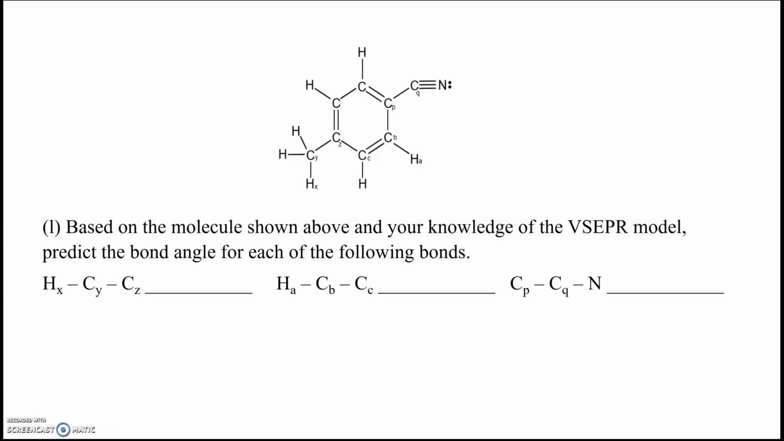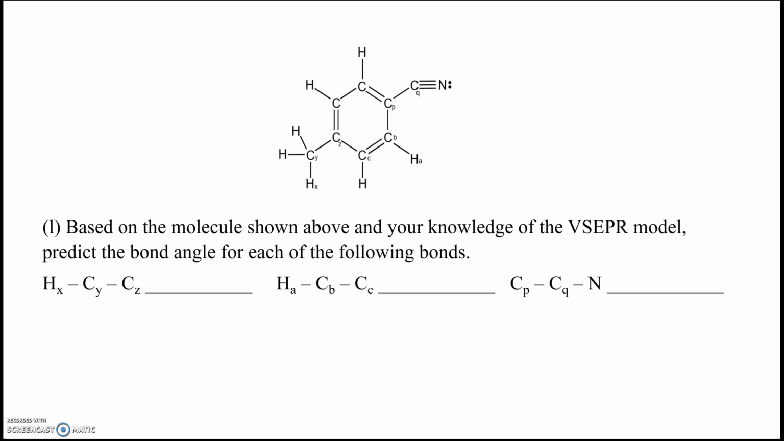All right, this is part 3 in our discussion about molecular geometry. We've got this rather complicated looking molecule here, and the question says, based on the molecule above and your knowledge of the VSEPR model, predict the bond angles for each of the following bonds. Now we have to look carefully here.